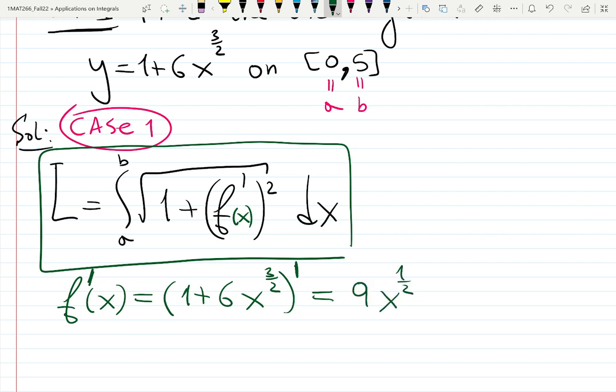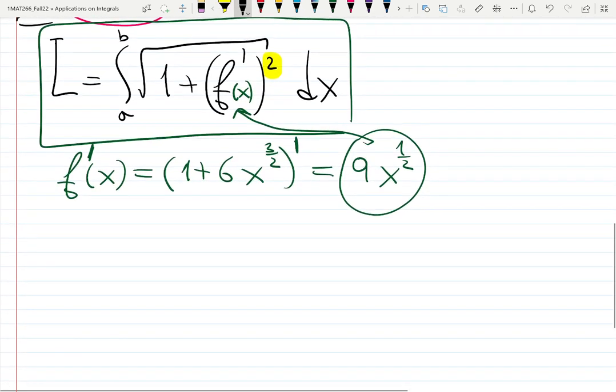Exactly. Thank you. Plug this into the integral. Don't forget to square it. That's very important. People who forget to square it usually have trouble integrating. The integral becomes easier in most of the examples.